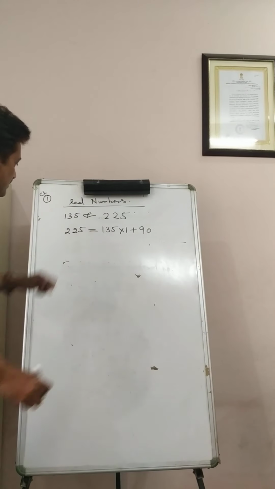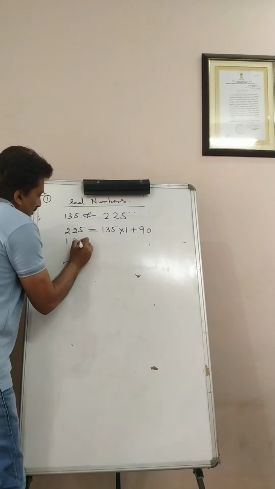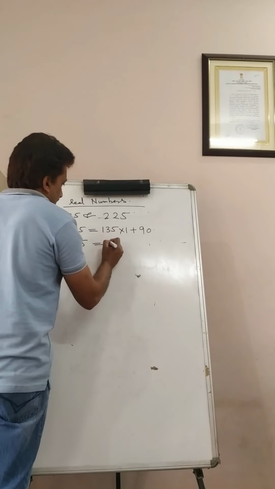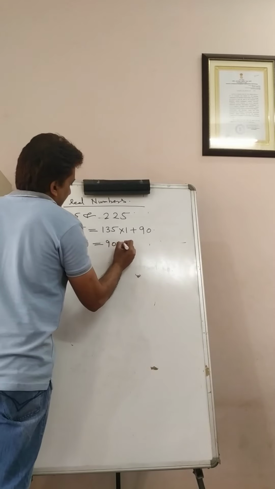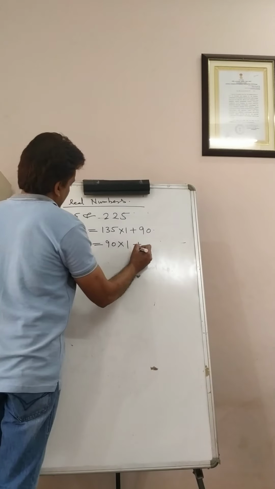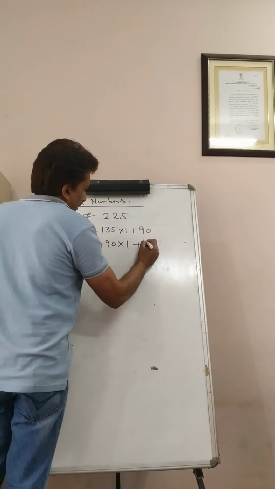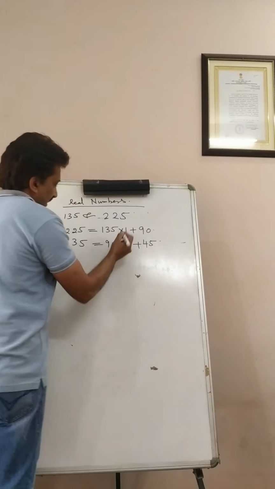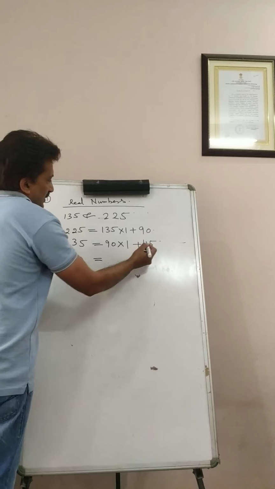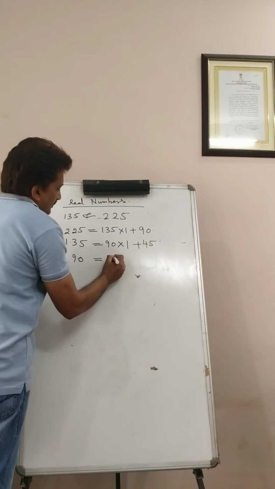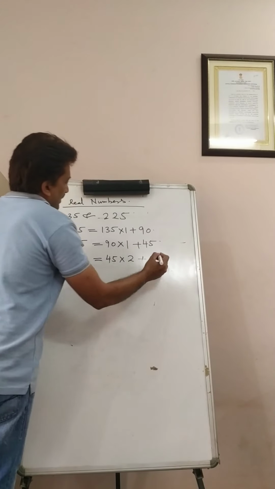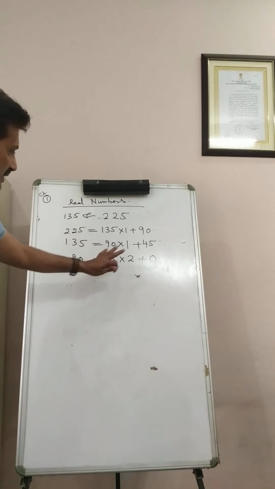Now again, the next number will be 135. The divisor you have to write here, and again the remainder will come in the place of the divisor. Again you have to get the quotient 1 plus. Now the remainder will be 45, and again you have to repeat this process. This one is 90, and now you get 45 into 2 plus 0 as the remainder. Now your question is solved.